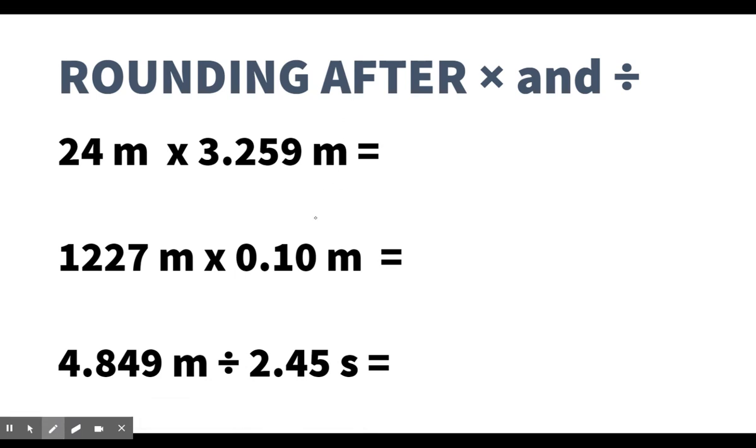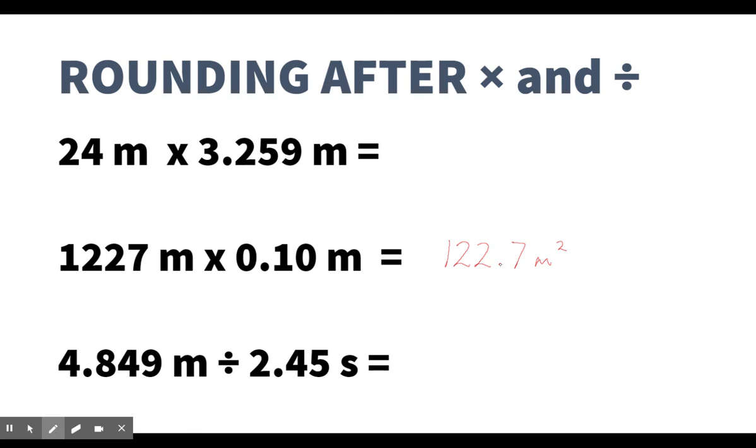Let's go through these examples. 1.227 meters times 0.10 meters. Plug that into my calculator: 1.227 times 0.1. I didn't need to plug that in my calculator. What am I doing? 122.7 meters squared.